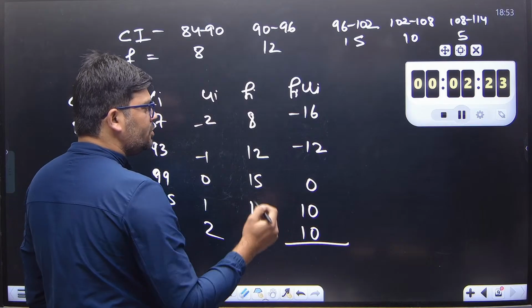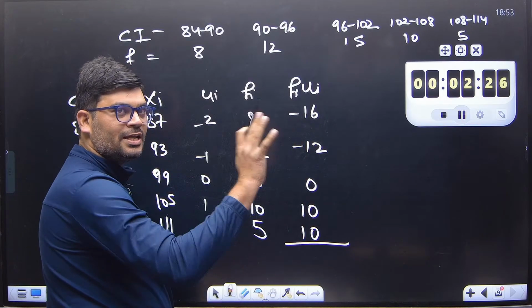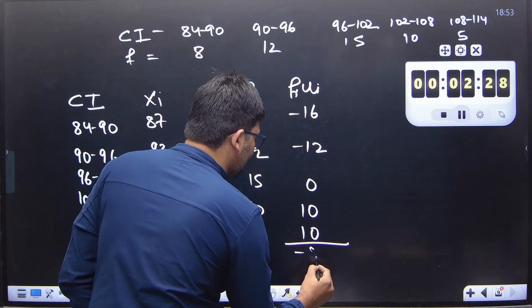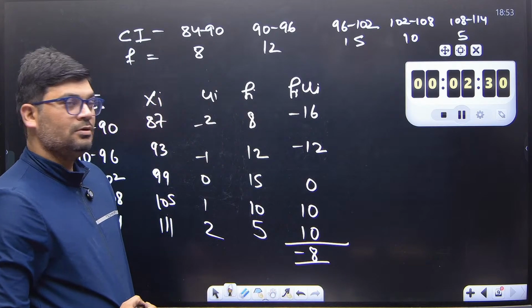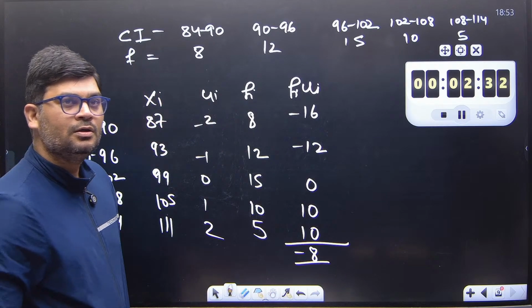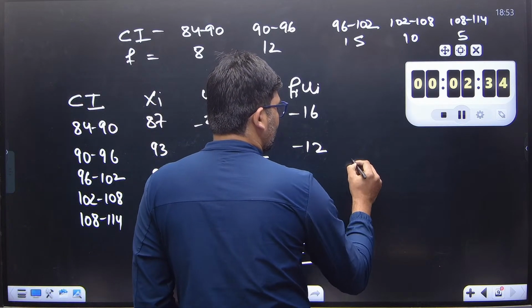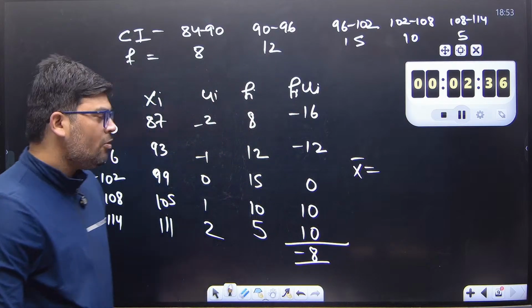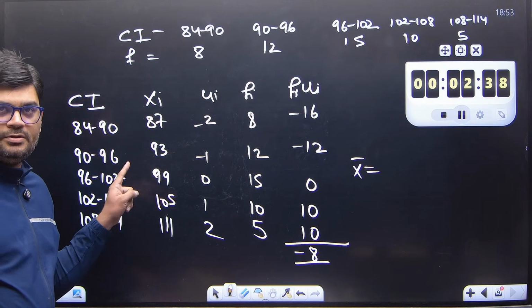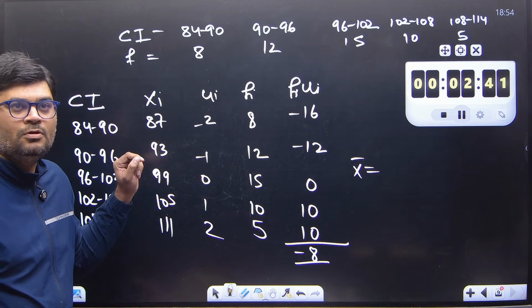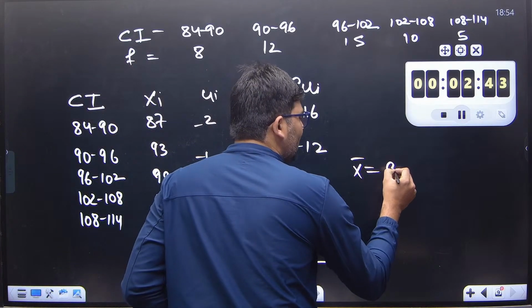So 10 plus 10 is 20. That will get cancelled out, so you will have minus 8. Now X bar. You subtracted something from here, that's why you got 0. So since you subtracted, you will add it.